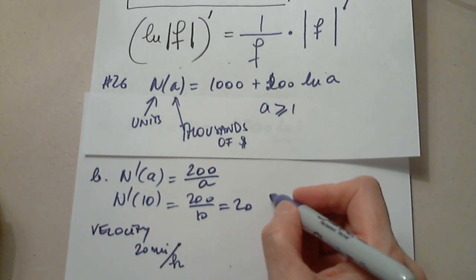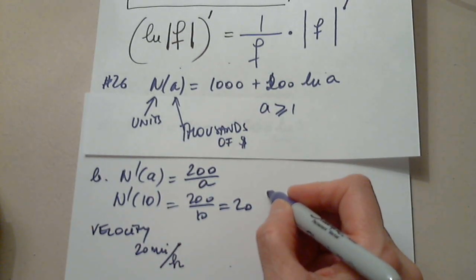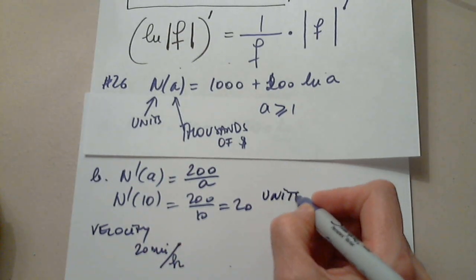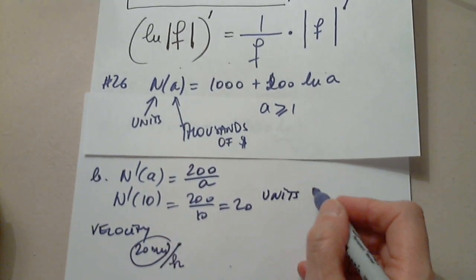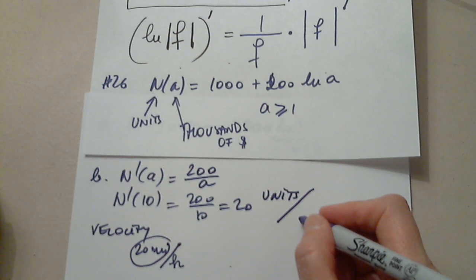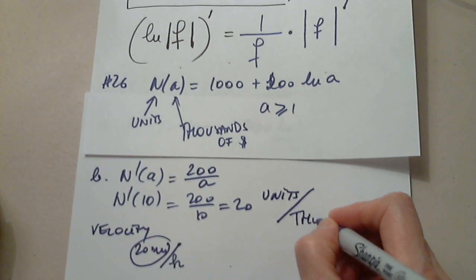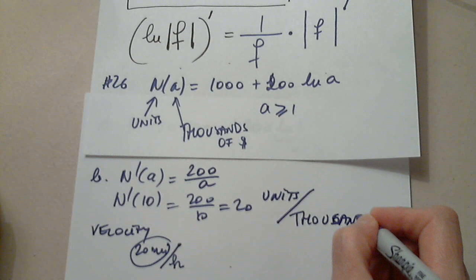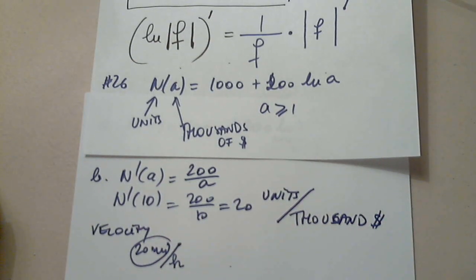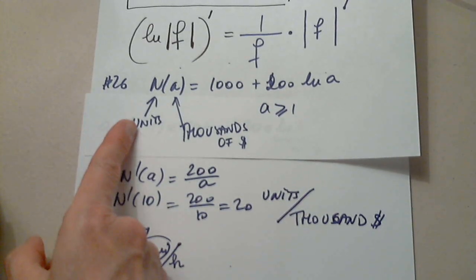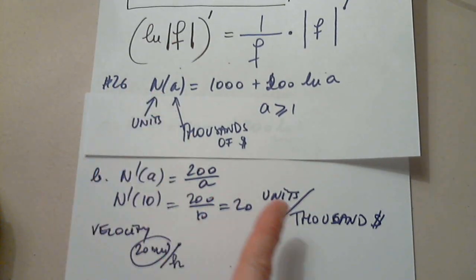Ready? Would it be 20 units sold? Units per $1,000. Thank you. It's 20 units per $1,000. This is measured in units, and this is measured in thousands.